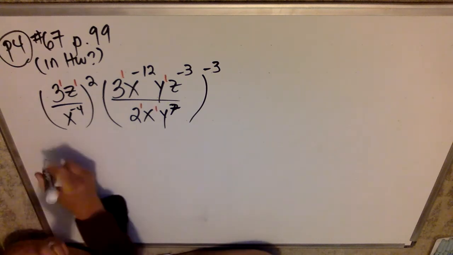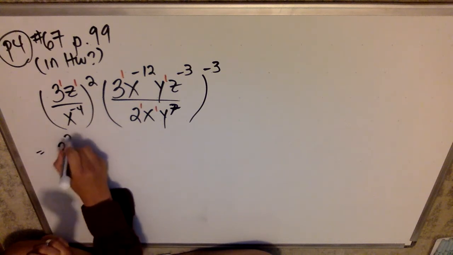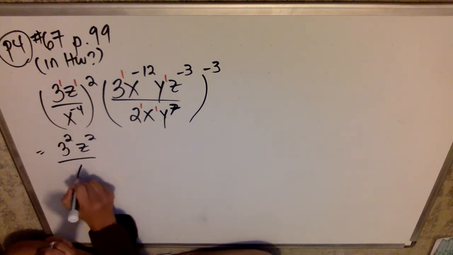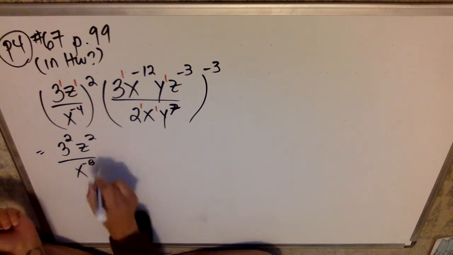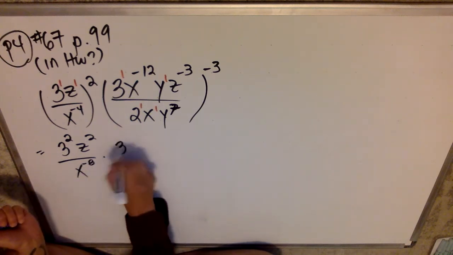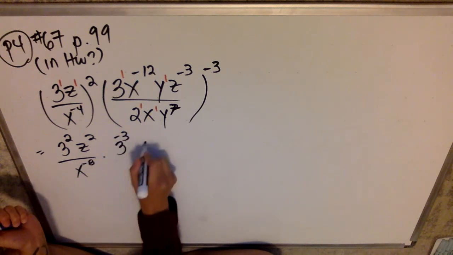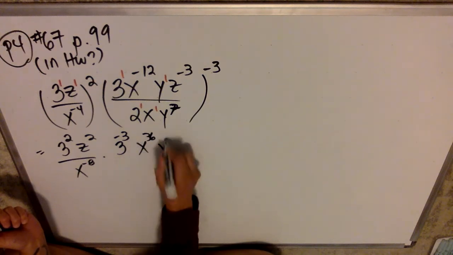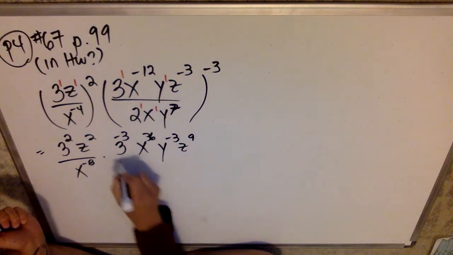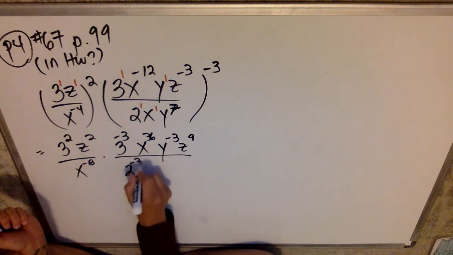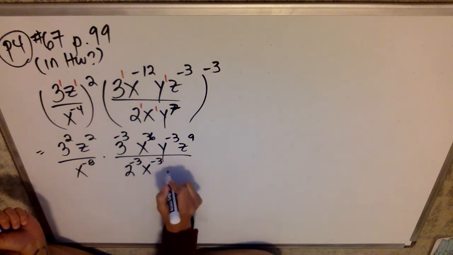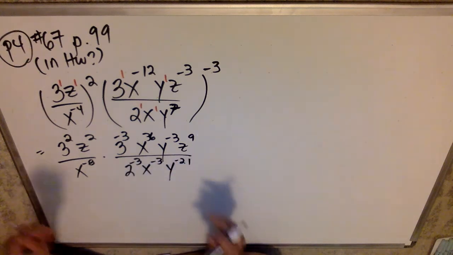So I'm going to get that this is a 3 squared z squared x to the negative 8th on the bottom times a 3 to the negative 3rd x to the 36th, y to the negative 3rd, z to the 9th, over a 2 to the negative 3rd, x to the negative 3rd, y to the negative 21st.